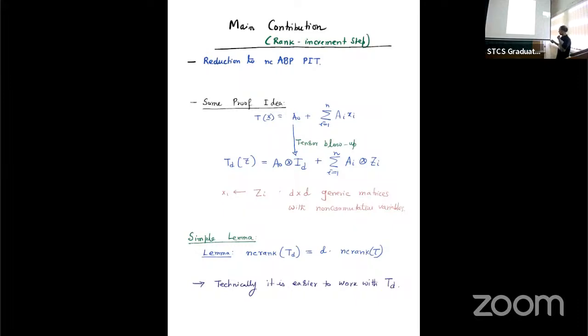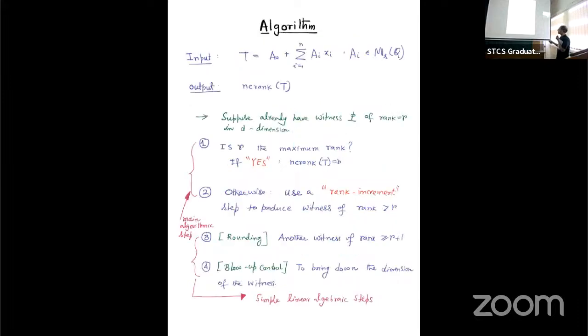Okay, so as I said, this rounding and blow-up control is essentially from the older paper that I used. Our main novelty in this new algorithm lies here. This rank increment step is very different. It is not using Ohm sequences. This uses a PID connection.